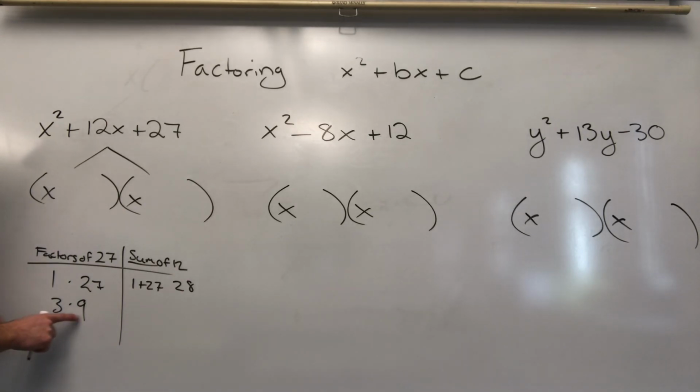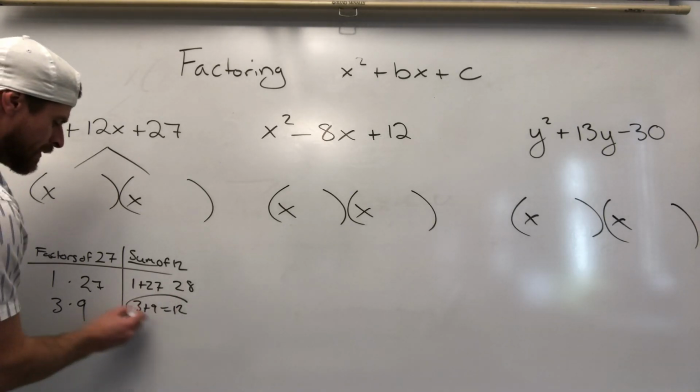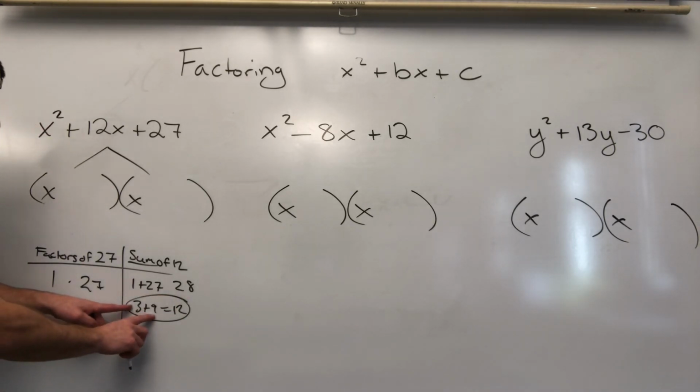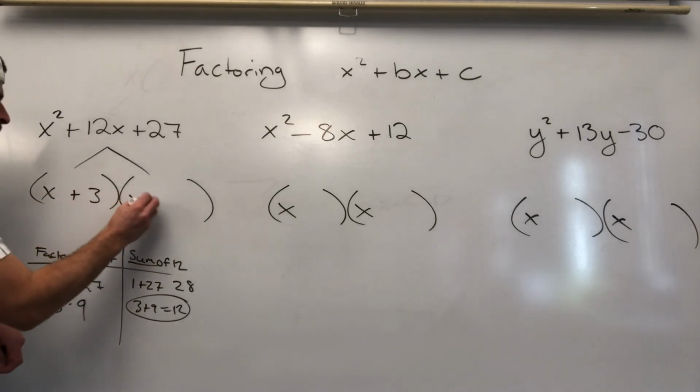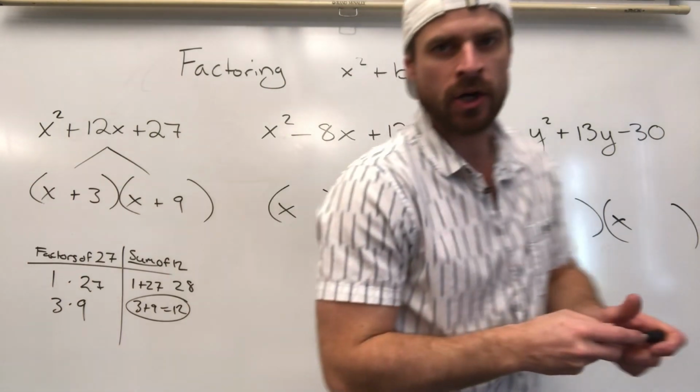But if I do 3 times 9, multiply together, I get 27. 3 plus 9 gives me 12, and that's what we were looking for. So we're going to take the 3 and the 9, and they go in just like that, and you're done. You have factored your first trinomial.